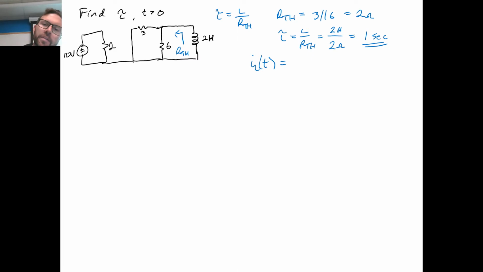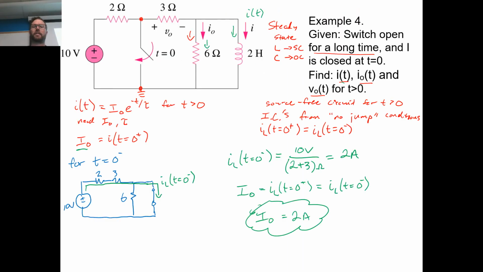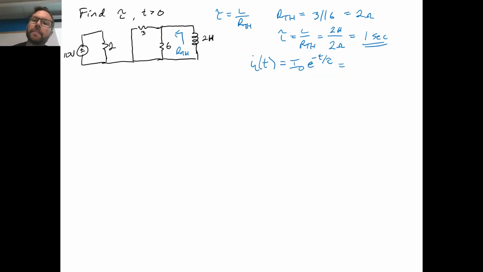IL of t is, we know, I naught e to the minus t over tau, where I naught we found on the last page. It was 2 amps. 2 amps times e to the minus t, since tau is 1, and that's all in amps. And so there is the answer for IL of t.